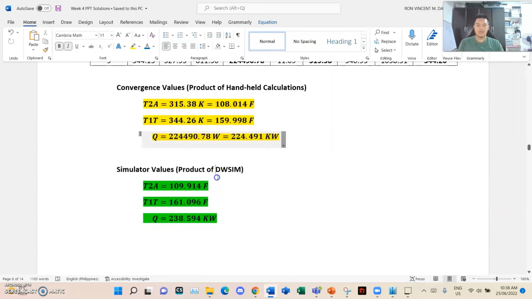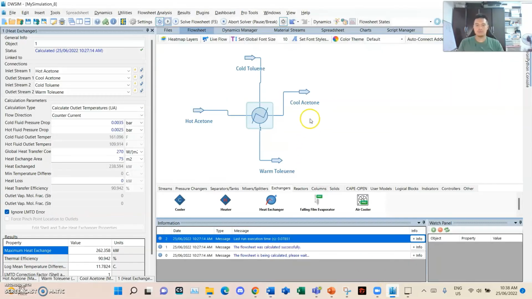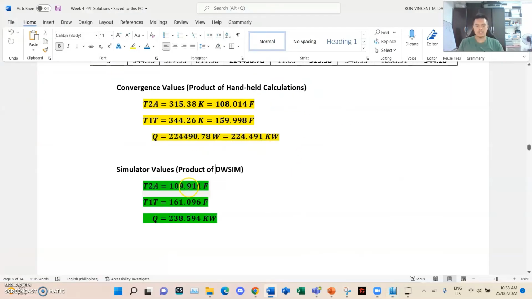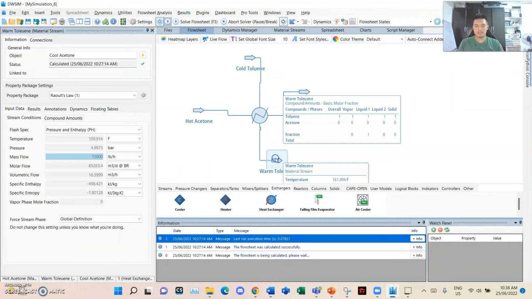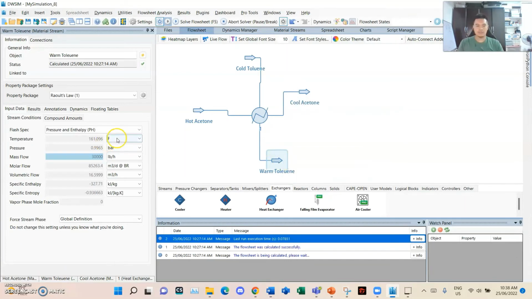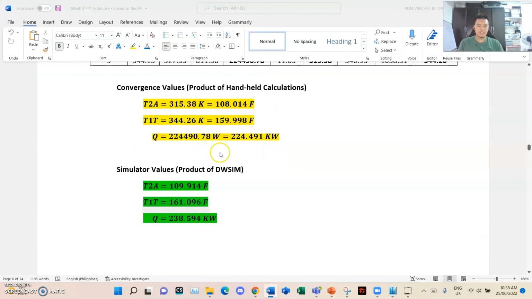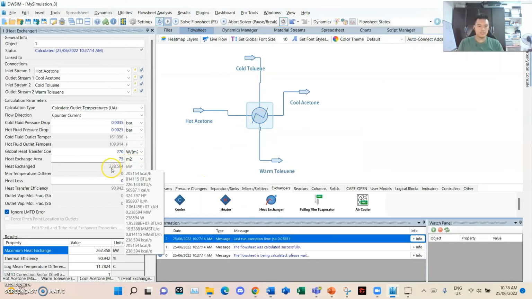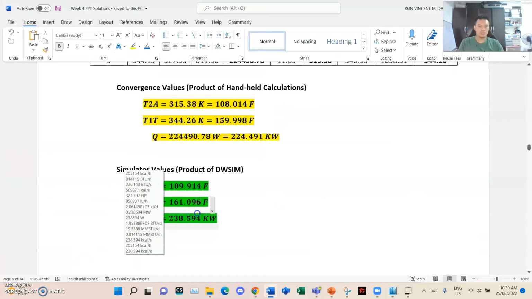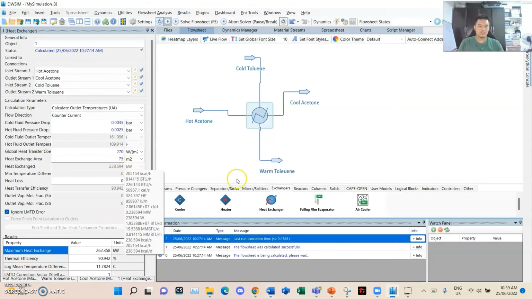Then, the product of DWSIM are as follows. Let's double check. The acetone is 109.914 Fahrenheit. The outlet toluene is 161.096. And then the heat exchange. We will not use the maximum heat exchange. We will only use the actual heat exchange. So the actual heat exchange is 238.594 kilowatts.